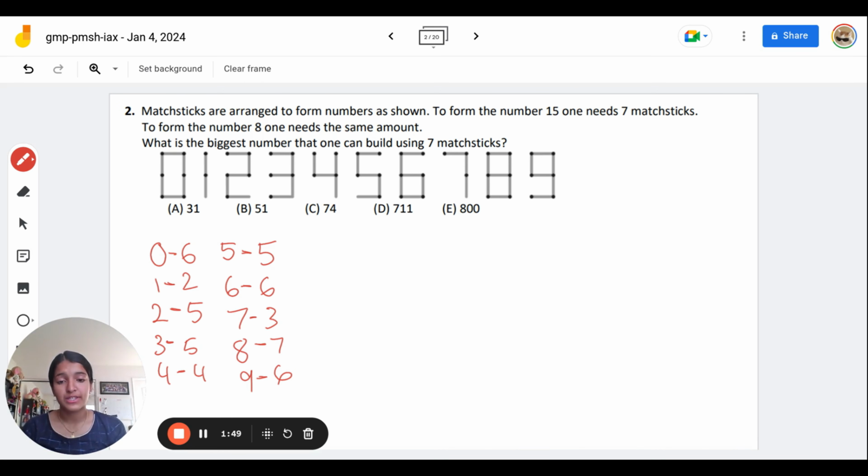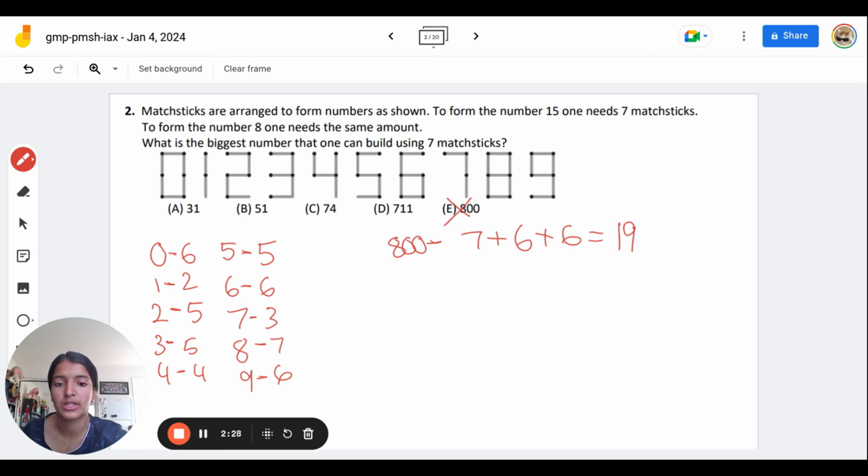So it's asking for the biggest number. So let's start with the biggest number in our options, which is 800. So for 800, there is one 8 and two zeros. So one 8 uses 7 matchsticks. One 0 uses 6 matchsticks. And the other 0 uses 6 matchsticks. And that is way more than 7. It would be 19 matchsticks. So it's no way that it's letter E.